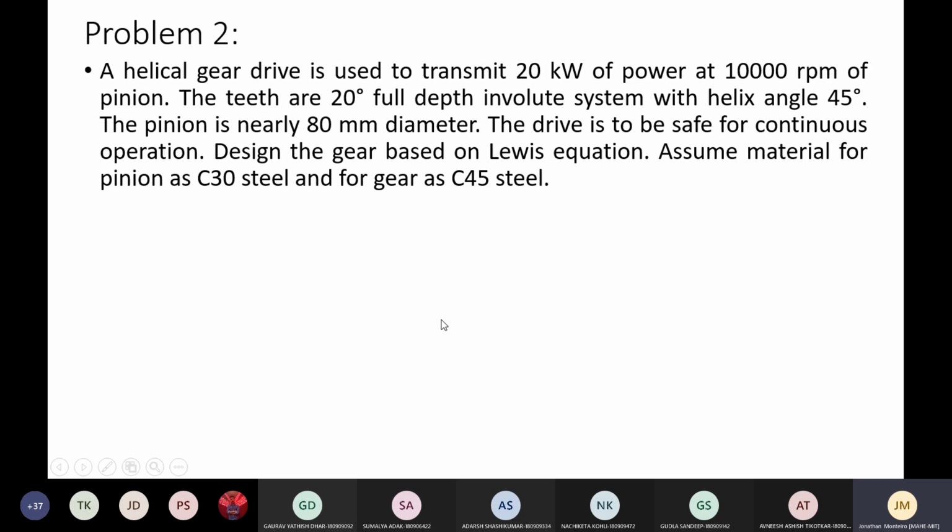So this is problem 2. We'll quickly go to the problem. Transmit 20 kilowatts helical gear combination, power at 10,000 RPM. So P is 20 kilowatts. RPM of the pinion is 10,000, and teeth are 20-degree full depth involute. So this is regarding the pressure angle. Helix angle is 45. Beta is 45 degrees.